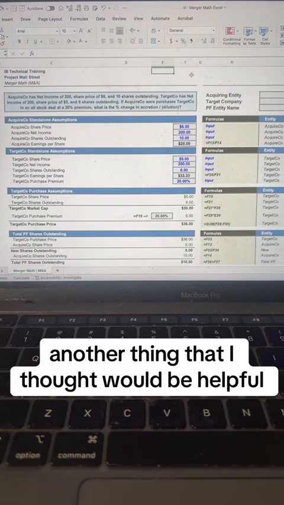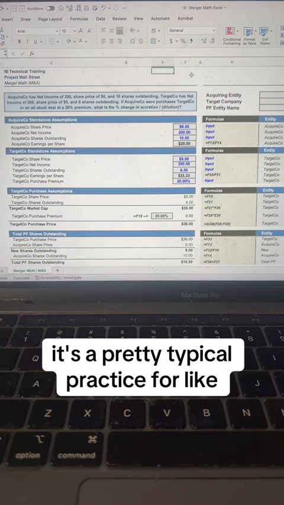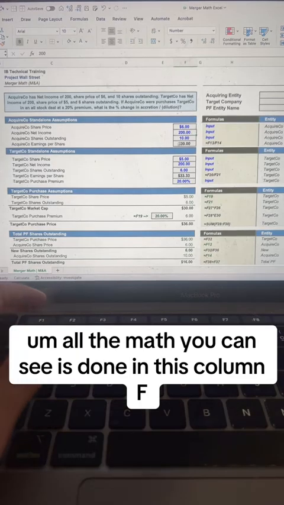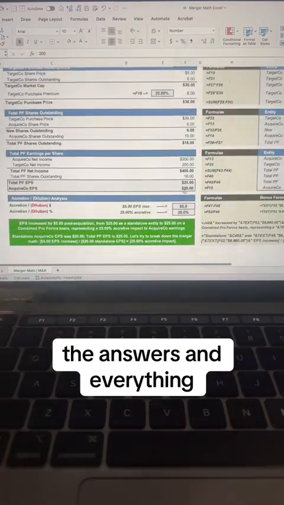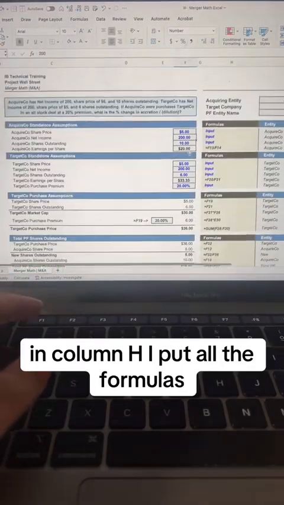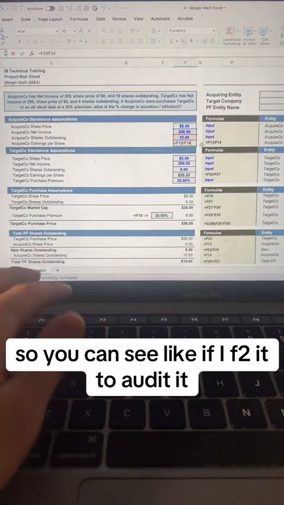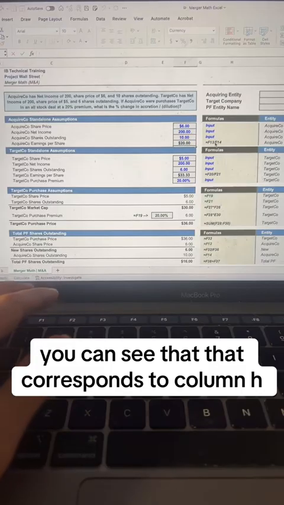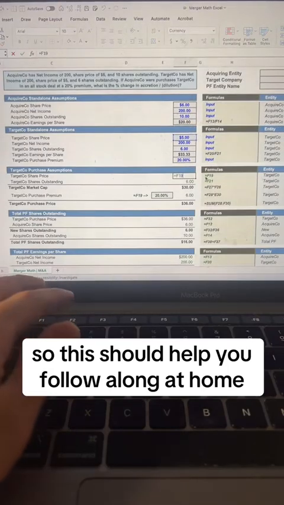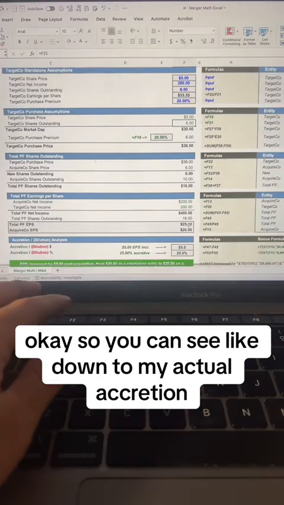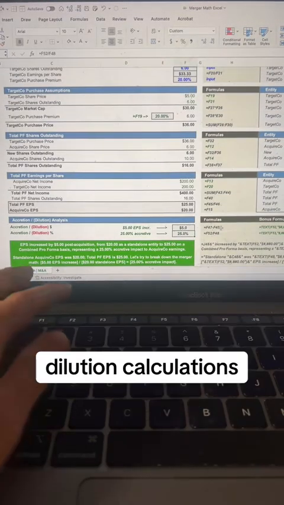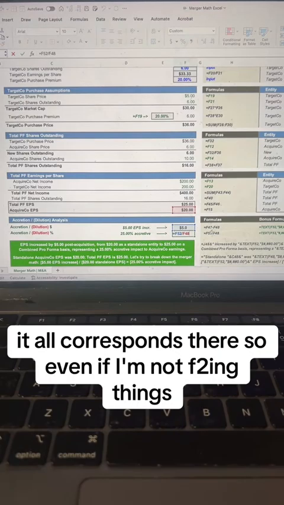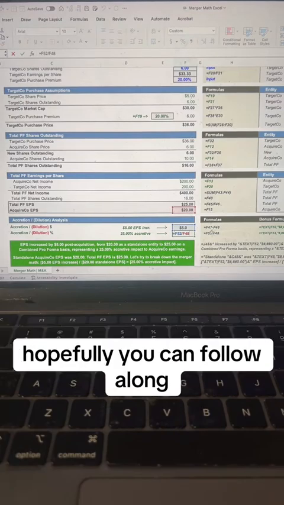Another thing that I thought would be helpful, it's a pretty typical practice for places like Pillars of Wall Street and Training the Street. All the math you can see is done in this column F. That's where all the calculations, the answers and everything are. In column H, I put all the formulas. So if I F2 it to audit it, you can see that it corresponds to column H. This should help you follow along at home. You can see it down to my actual accretion dilution calculations, which I'll get to in a minute, but it all corresponds there. So even if I'm not F2ing things, hopefully you can follow along well.